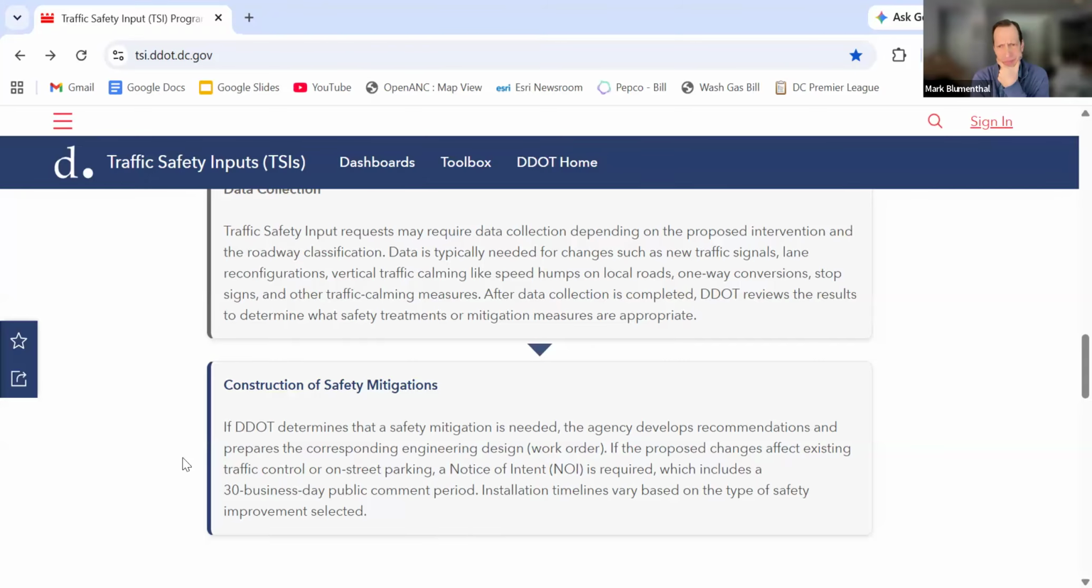Also, if the ANC submits a resolution, which has happened many times in ANC 3D, that resolution gets attached to all the TSIs at that intersection or block, so that it is reviewed when any TSI is selected. So it's aware that the ANC and residents support these safety improvements. That really helps guide our engineers as to what the community would like to see. But the actual process for selecting is not impacted.